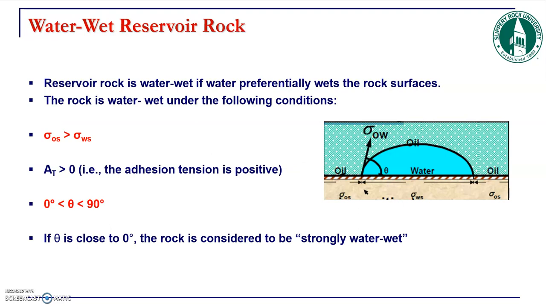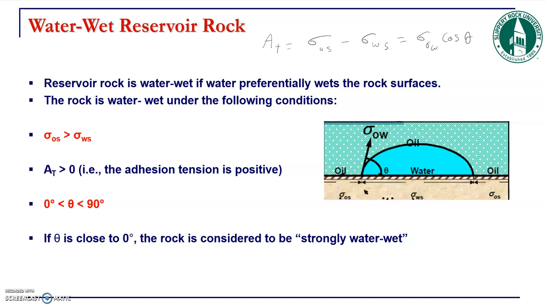Alright, so what is a water wet reservoir? We already covered this, kind of a review. A water wet reservoir means that the water will adhere to the surface and spread over the surface. The adhesion tension, if you remember, was sigma OS minus sigma WS, oil solid minus water solid, which is equal to sigma OW, the water oil interfacial tension, multiplied by cosine theta. Theta is the contact angle.